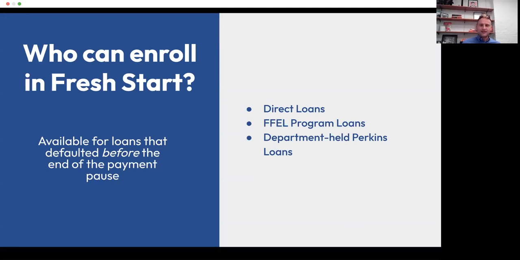No longer being issued, but also a specialized form of loan that if the Department of Education now holds, then your loan would be eligible for Fresh Start. So one question for eligibility is, do you have one of those loans? The other question for eligibility is, when did your loan default? If your loans defaulted before the pandemic started, you are eligible for Fresh Start.